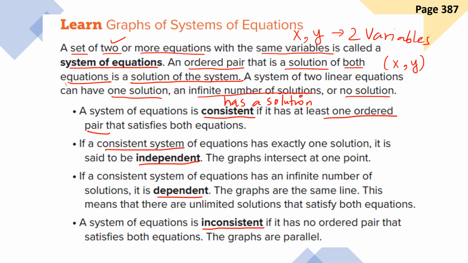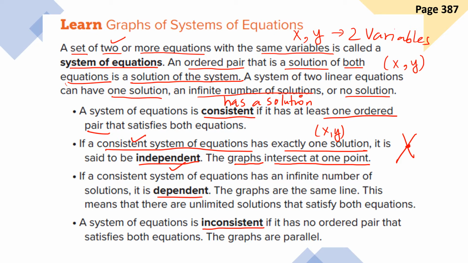Independent if the consistent system of equation has exactly one solution. So if you get one ordered pair x comma y, one value of x, one of y, then it is independent, and the graph of the two equations will intersect at one point. So you will see a graph like this which meets at one point for independent, for consistent system of equation.